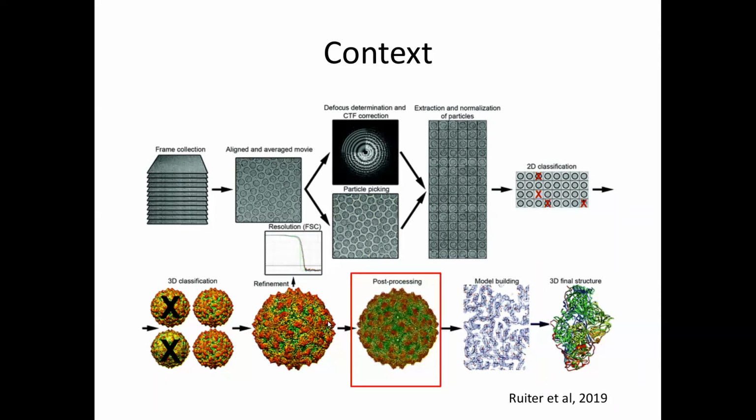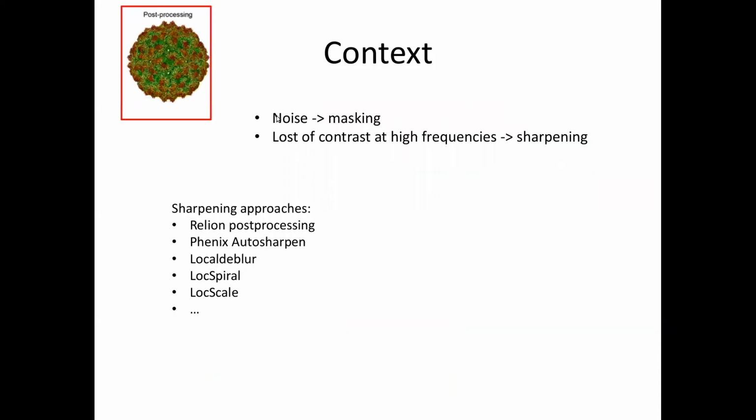Instead, you need to post-process them if you are on this side of the pipeline, or pre-process, it depends on which side you are, for two main reasons. The first one is that the reconstructed maps tend to exhibit some noise, and although in many cases this is not a problem, for flexible proteins or for membrane proteins, this noise can mask the actual signal, and it is difficult to distinguish between the noise and the signal. And also, experimental reconstructed maps suffer loss of contrast at high frequencies. And in order to deal with those problems, masking approaches and sharpening approaches are used.